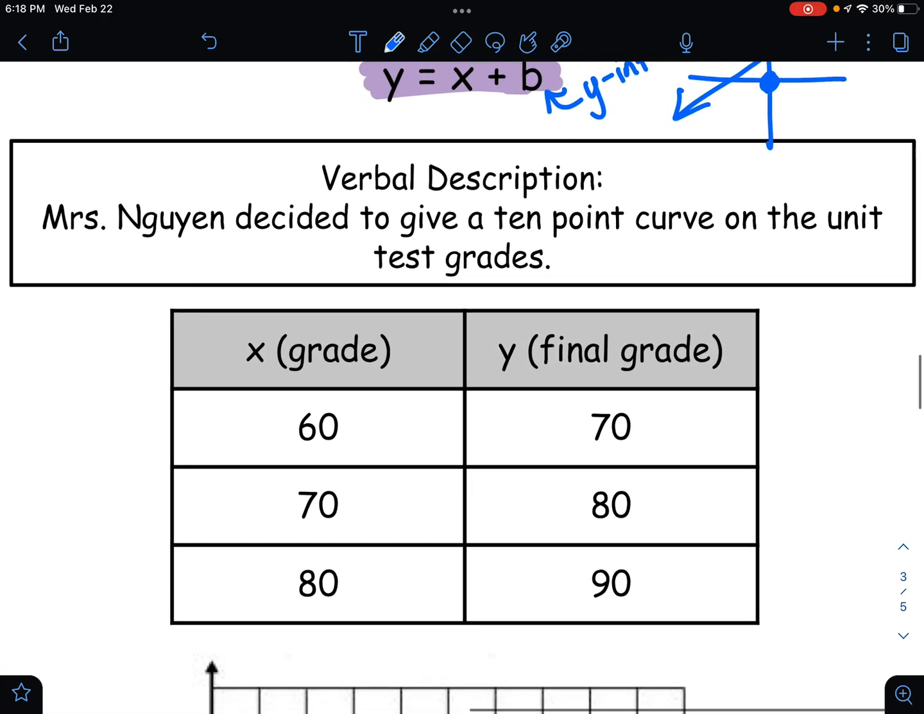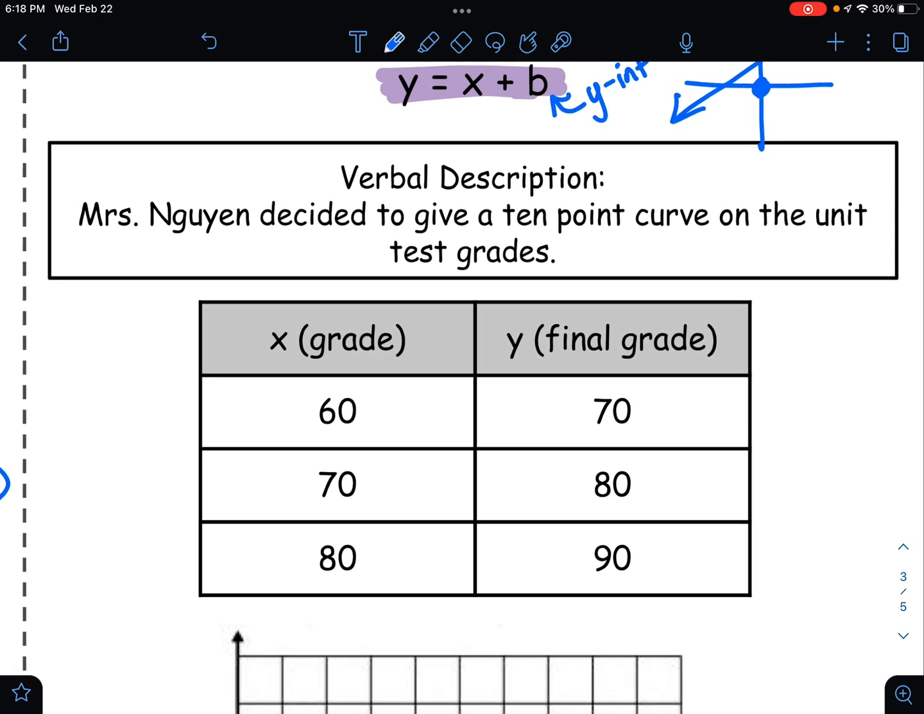Now, your verbal description: Miss Wynn decided to give a 10-point curve on the unit test grades. So if we look here, here's the grade actually made, and then here's the final grade, which is also the curved grade, right? So if a student made a 60, he got plus 10 points, and the curved grade is 70. If he made a 70, he got plus 10 points to make an 80. An 80 plus 10 would be a 90.